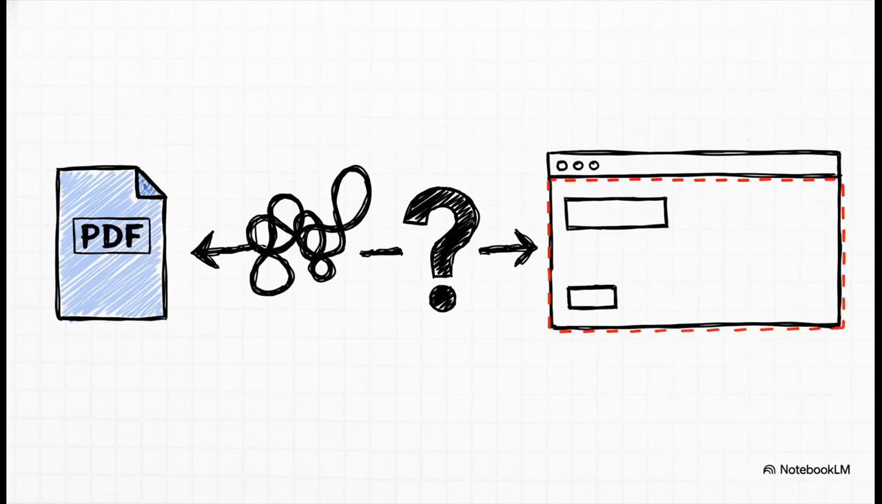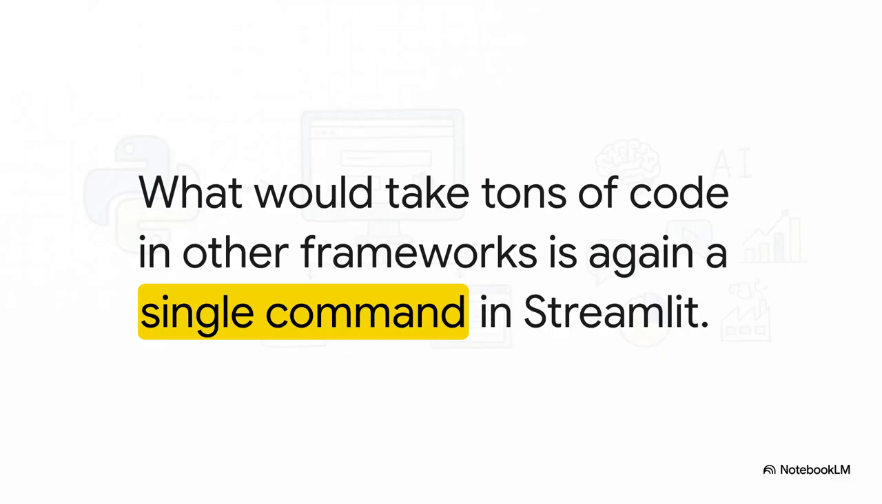Okay, let's try something that's usually a huge pain to build from scratch. What if you wanted to let a user upload a file, like a PDF, for one of those chat-with-your-document apps? And believe it or not, it follows the exact same pattern. One command, st.file_uploader, creates the entire drag and drop interface. And just like before, as soon as the user uploads a file, that file object is handed right back to your code, ready for you to work with. It's kind of mind-blowing how simple it is.